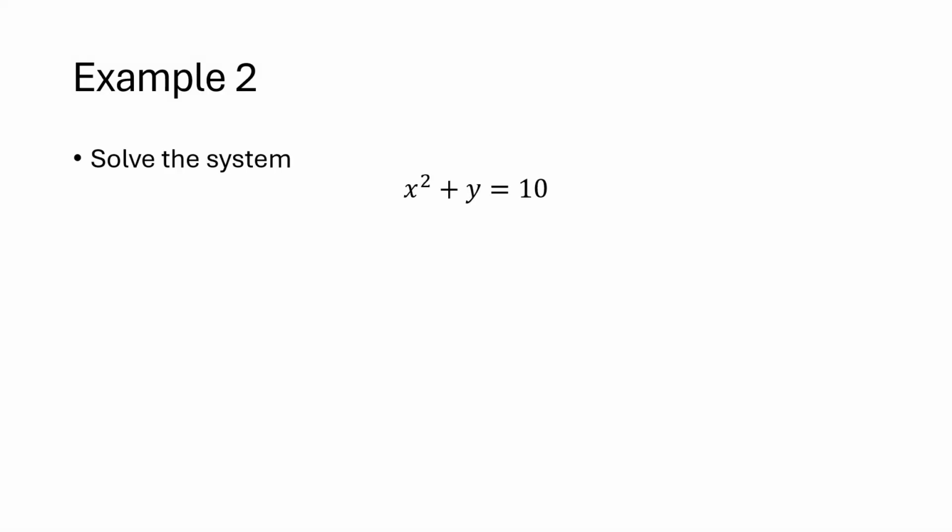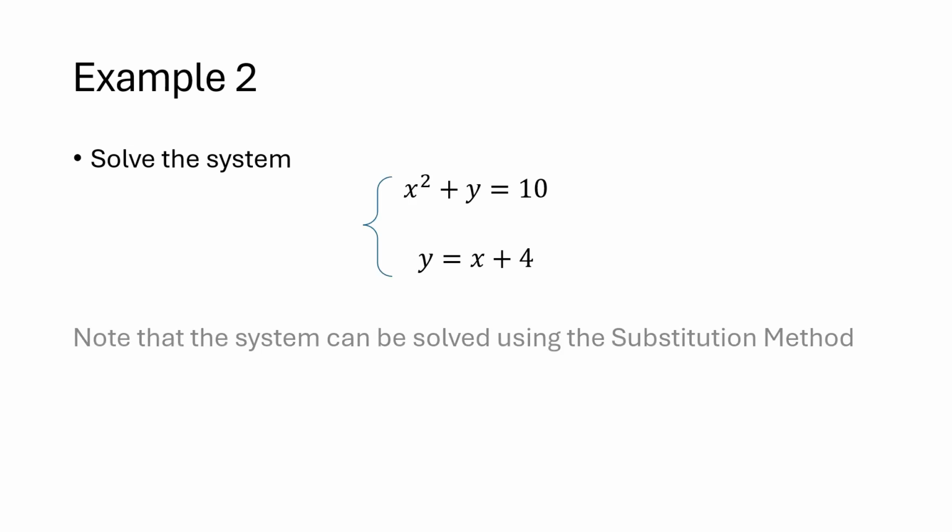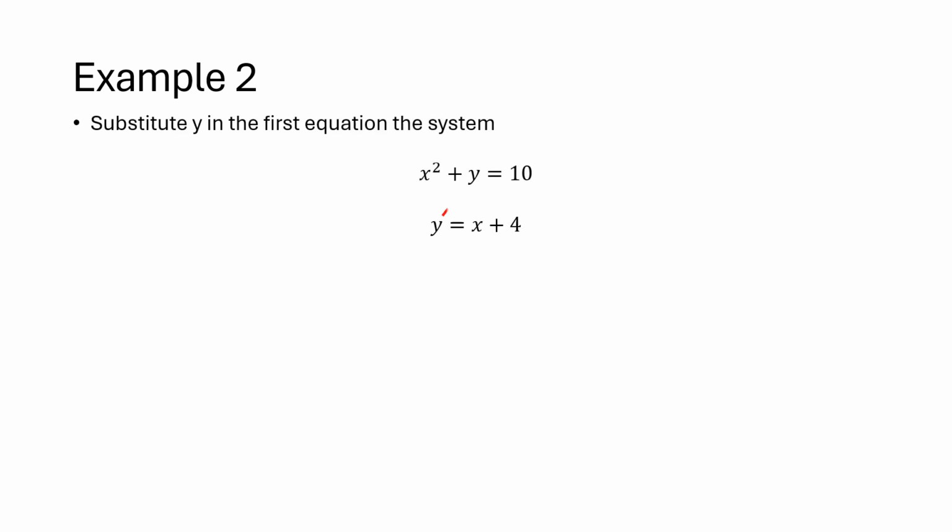Now another example, we have a parabola and a straight line, and we need to solve that system. And notice it can be solved using the substitution method. So we're going to substitute y in the first equation. So we obtain x squared plus x plus 4 equal 10. That's a quadratic equation. You need to set everything equal to 0. So we're going to subtract 10 on both sides. So we obtain x squared plus x minus 6 equals 0.